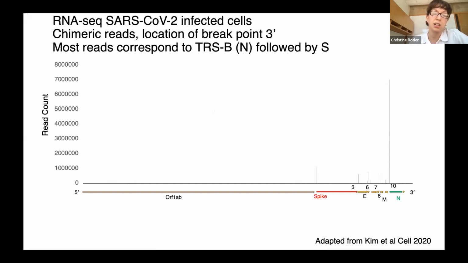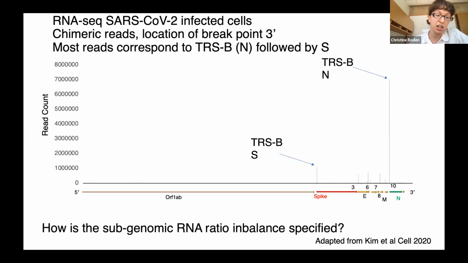So when we look at RNA-seq from SARS-CoV-2 infected cells generated by Kim's lab, you can see that the chimeric reads are located, most of the reads correspond to TRS-B of N, followed by the TRS-B of spike, suggesting there's this huge imbalance of sgRNAs that are generated. So how is this ratio set up?